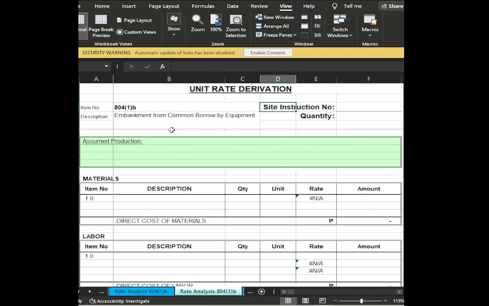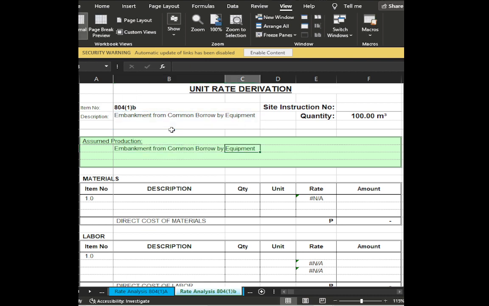This is for embankment from common borrow by equipment. Our previous discussion was about item number 841A, which is the embankment from structural excavation. In this case, if the structural excavation is not suitable for embankment, we need this item, embankment from common borrow. We need a source of material that is suitable for embankment. So we will assume 100 cubic meters. Then we have a description for this item by equipment.